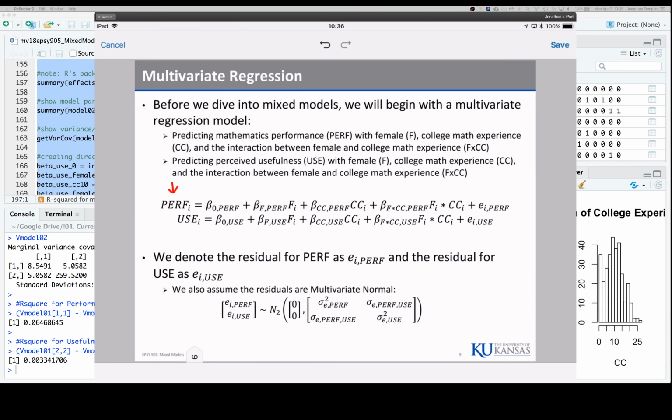We have each exogenous variable listed on the right-hand side. And each regression has its own residual or error term. The residual terms have a residual variance. Here's for performance, here's for usefulness, and the off-diagonal has a residual covariance. We assume that these two residuals follow a multivariate normal distribution.